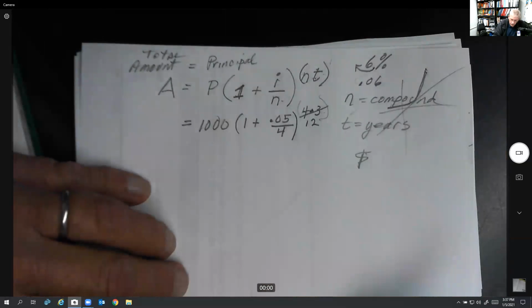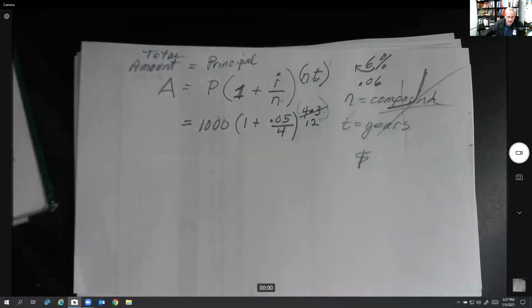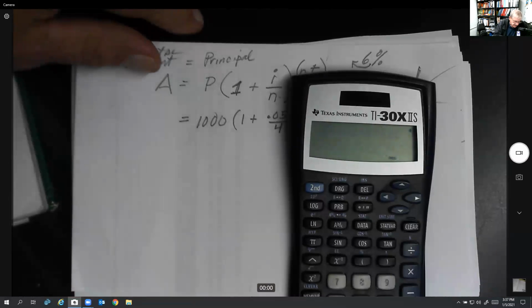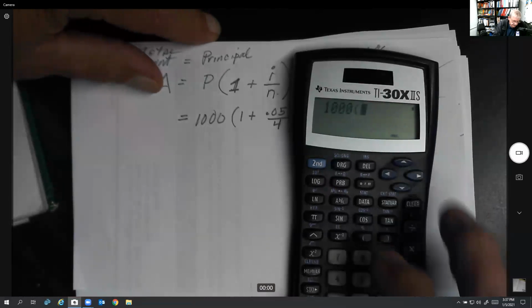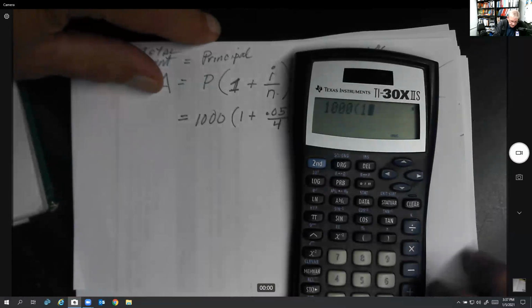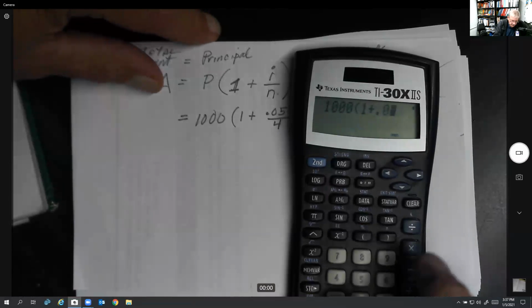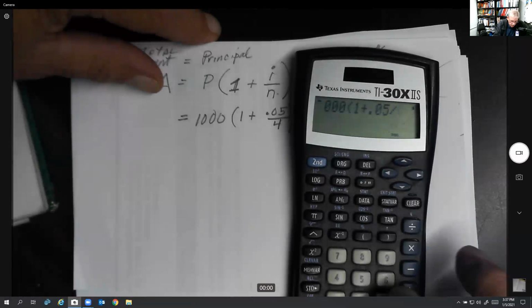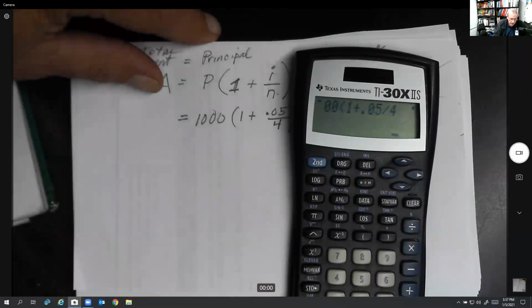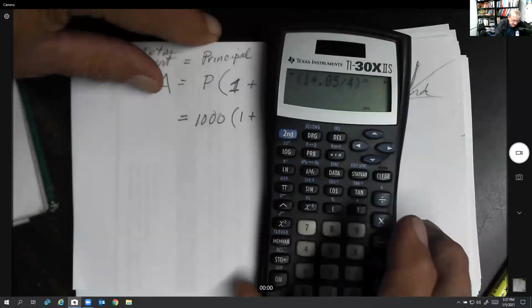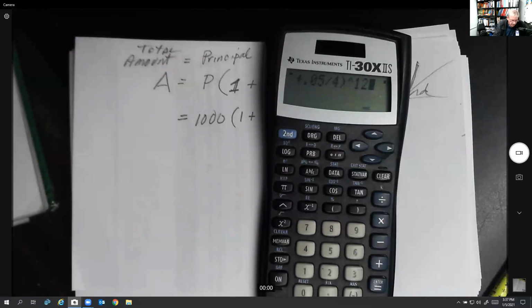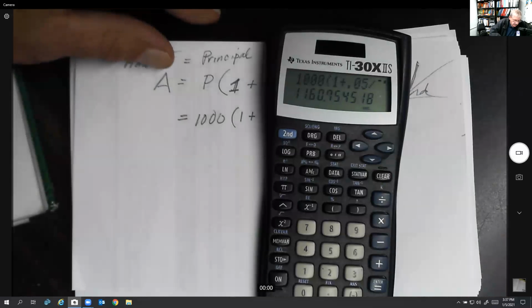Okay, so let's just put this into the calculator the way it's written. Grab yourself a good scientific calculator. Clear this out. We got 1,000 parentheses 1 plus 0.05, not 5, 0.05 divided by 4, just the way it was written, parentheses. And we're going to raise that to the 12th power. And that's why I think it's a little bit easier. I mean, 4 times 3, how hard could that be? And this will give you the amount of money.